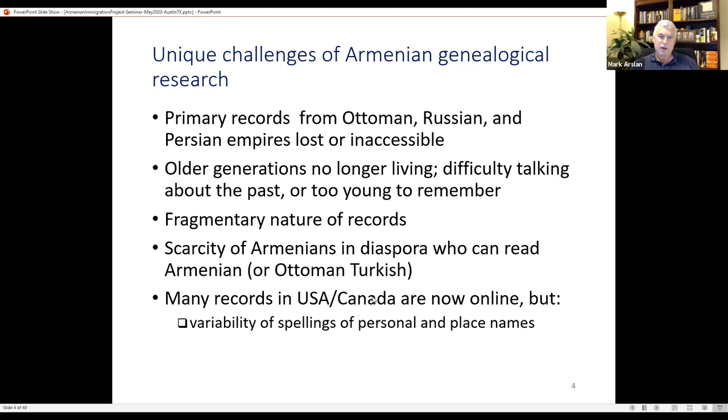That's one of the challenges. A lot of the records in the U.S. and Canada are now online, but the challenge we've had with a lot of the records is that it's very difficult to find people, because every record you look at, the name is spelled differently. I'm sure most of you here run into that with your own names.